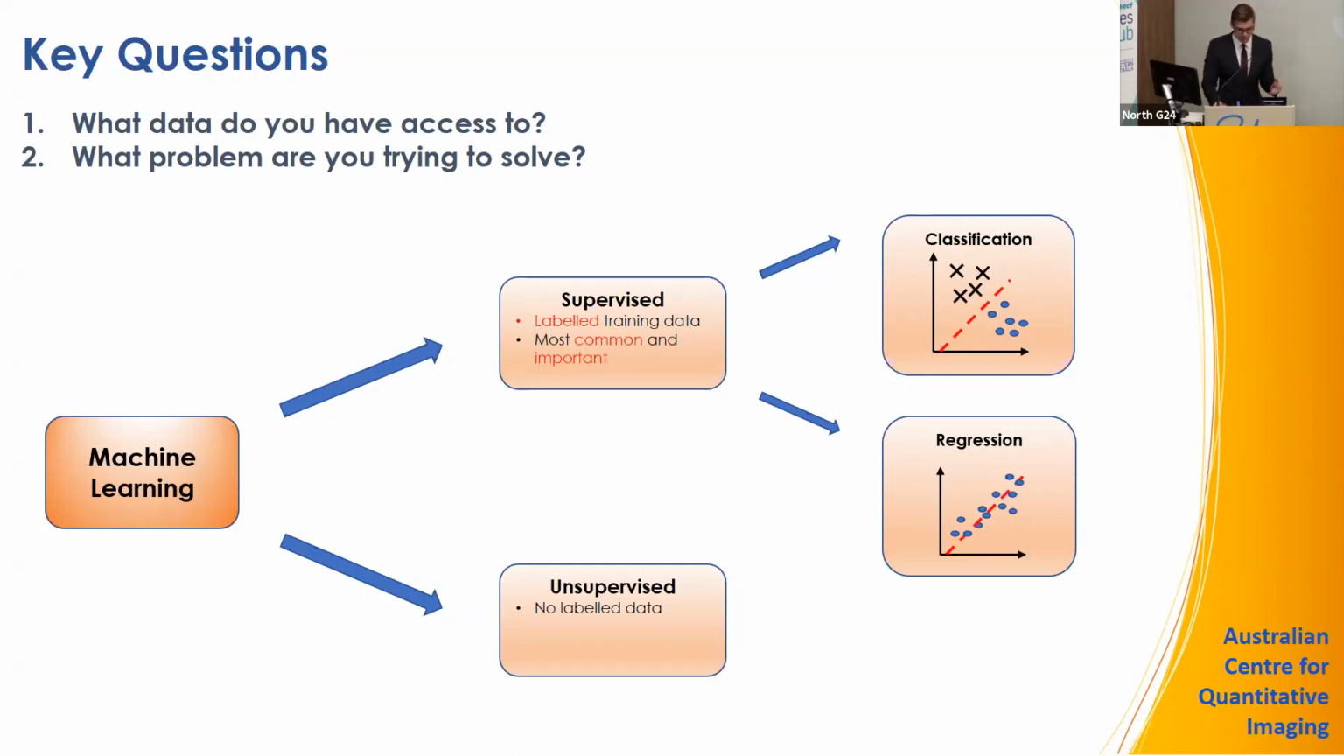Alternatively, you might want to use those features to perform a regression problem where you want to actually predict a numerical output. So it might be you want to predict from this date, how many months do we expect this patient to survive? That would be a regression problem.